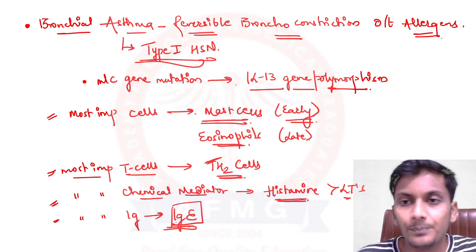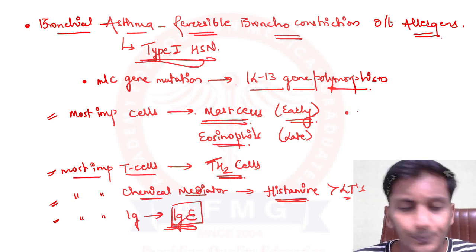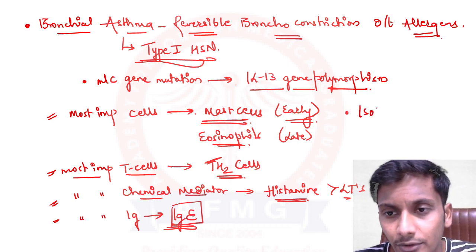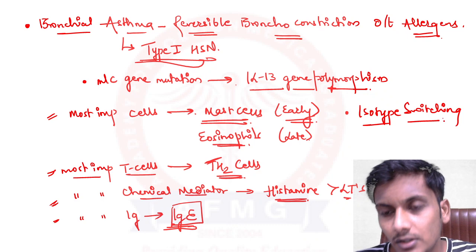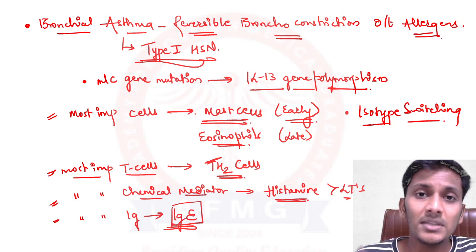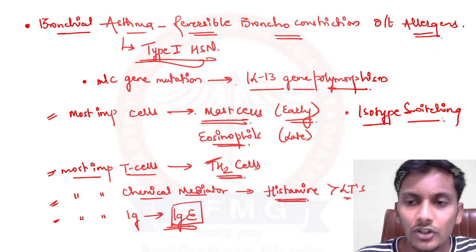Important one. One more question from pathology about asthma that can come is about isotype switching of antibodies. What happens usually? IgM is located on the cells, and this IgM is converted to IgE, and this conversion is known as isotype switching or class switching.